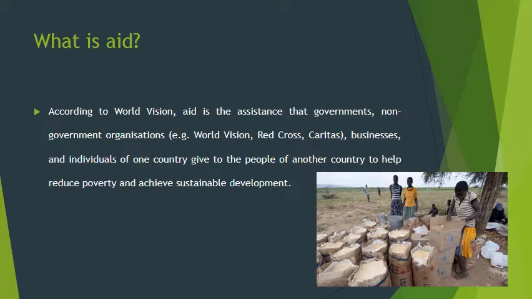Now this definition is according to World Vision. Aid's the assistance that governments or non-government organisations, which you would have learned about in geography, businesses or individuals actually give to people of another country to help them reduce poverty or achieve sustainable development.